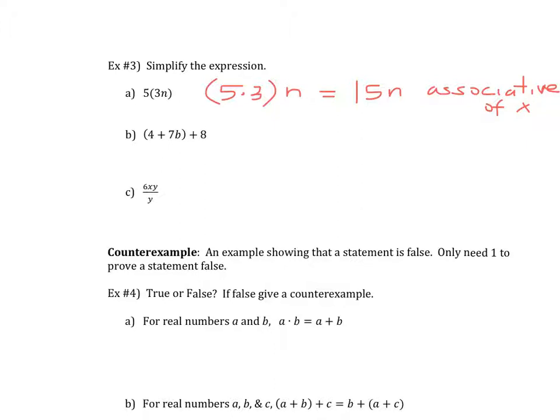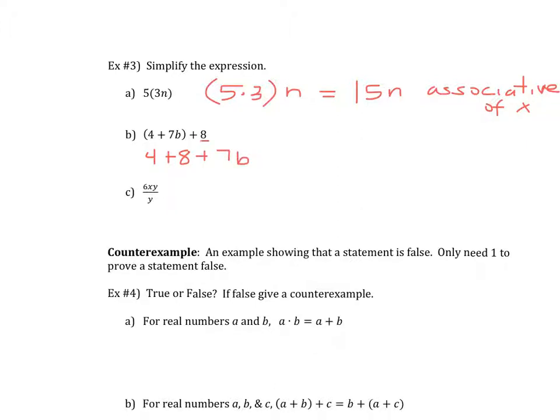Okay. Can anyone tell me what you would do with b to make it a simpler problem? What would you do first? You can't add 4 plus 7 because they're not like terms, right? One has a b attached to it and the other one doesn't, so you can't combine those. Which ones can you combine right now, though? The 4 and the 8. So you're going to go 4 plus 8 plus 7b.